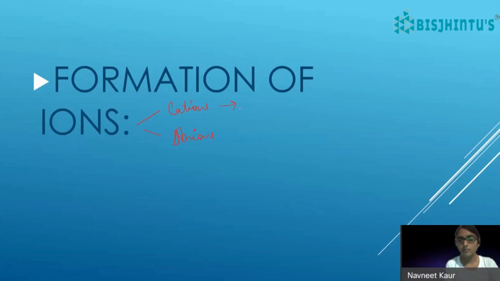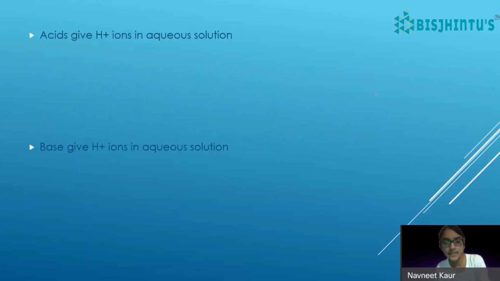Cations are the charges which are positively charged. And anions are negatively charged. So yes, let's see what is the main thing behind this.